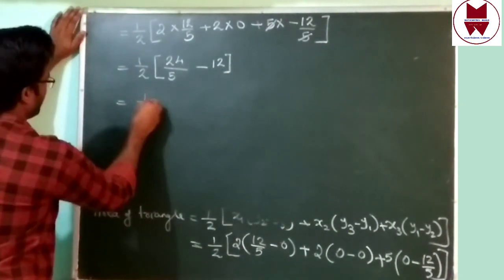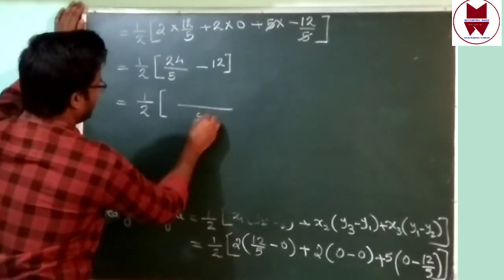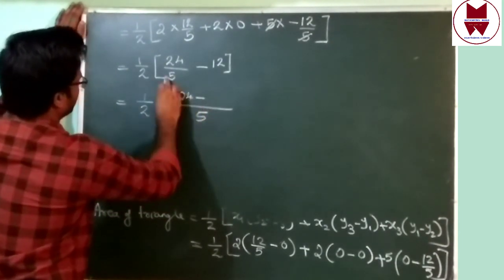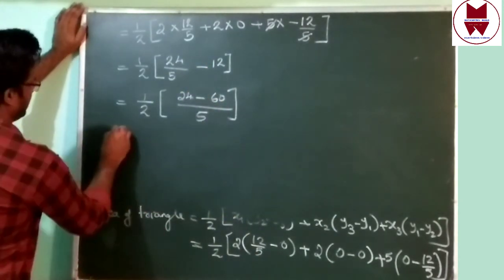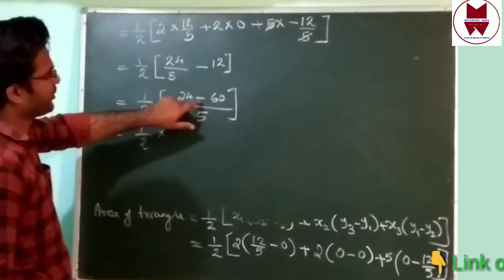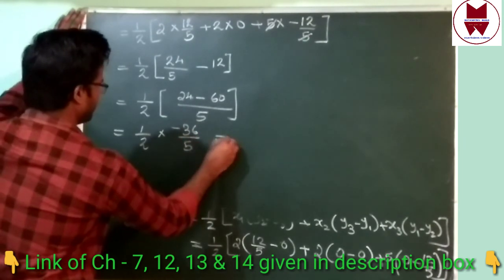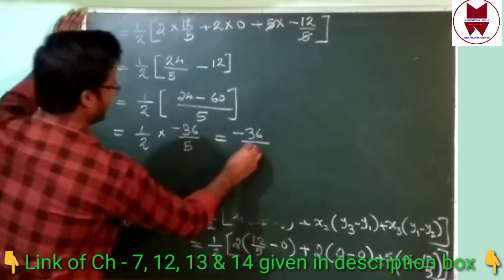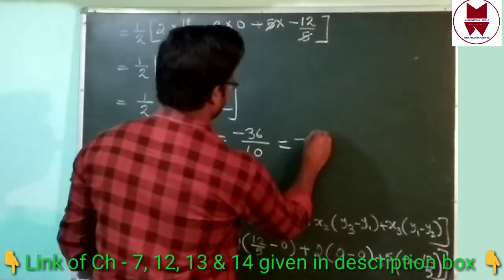Equal to 1 by 2. In here take LCM, LCM will be 5, isn't it? Then 24 minus this 2 multiple, you will get 60. 5 into 12, 60. 1 by 2 into 24 minus 60, you will get minus 36 divided by 5. Multiple 1 into minus 36, minus 36 divided by 2 into 5, 10. 36 divided by 10, you will get 3.6.